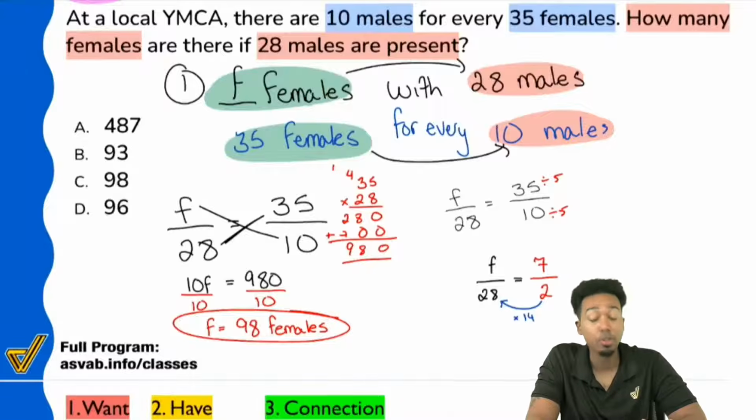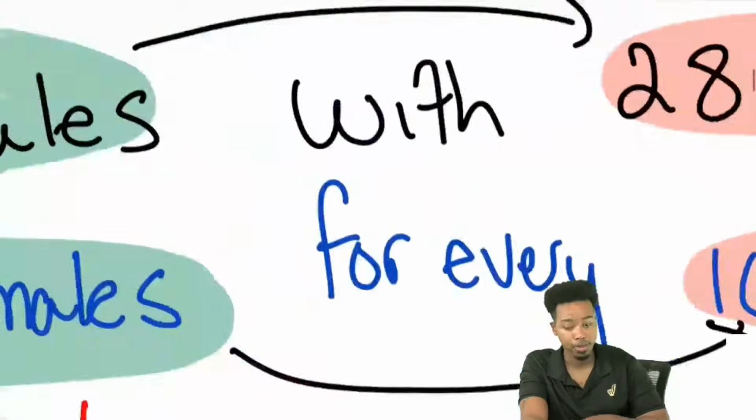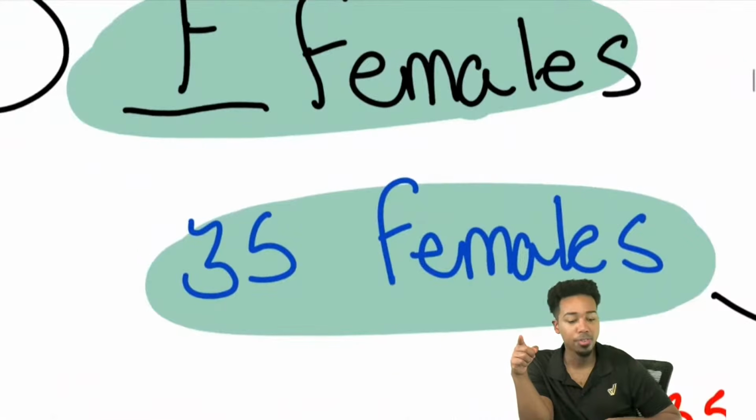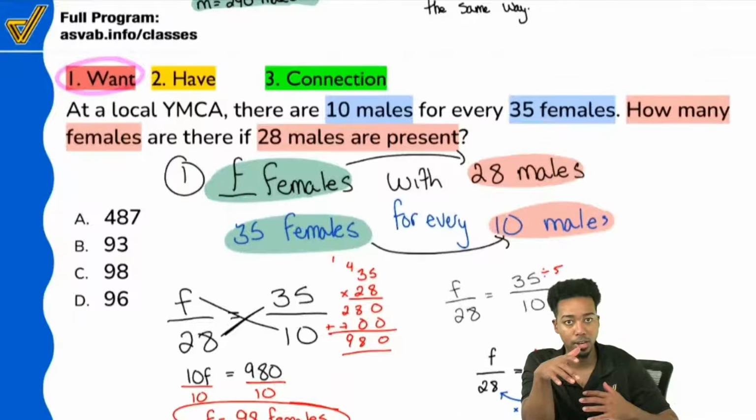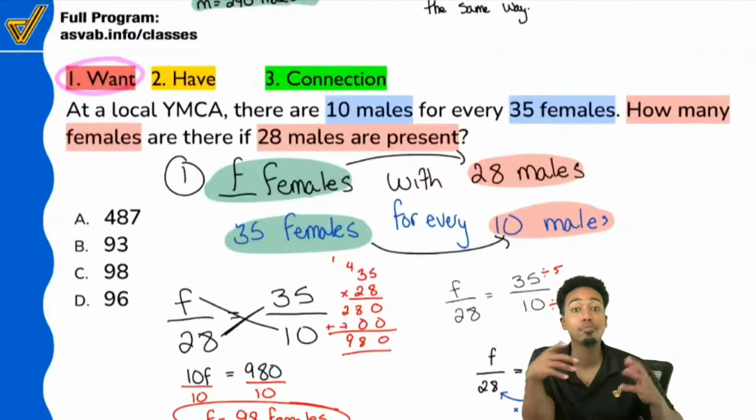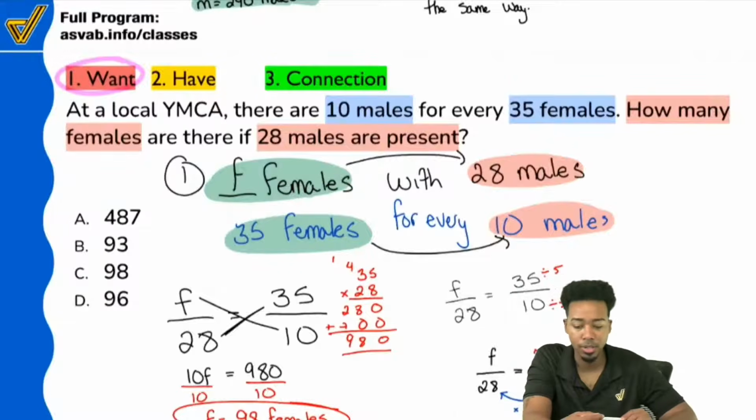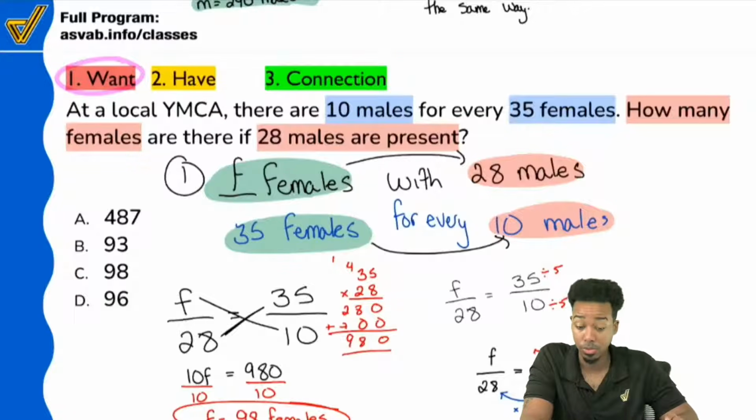Yeah, you could do males first and then females. You could absolutely do 28 males to F females as long as you do 10 males to the 35 females. As long as you have males first in both fractions, female second in both fractions, yes, you're good. Absolutely. Great question. You could absolutely do that. Cool. Any other questions on that? These are good.